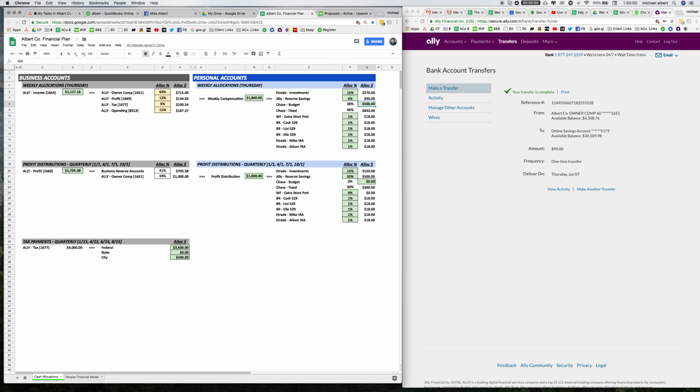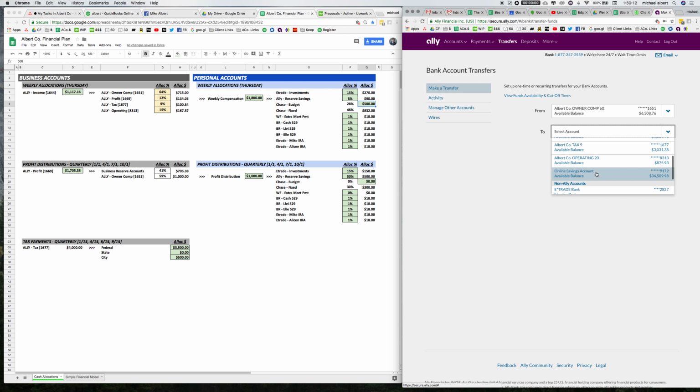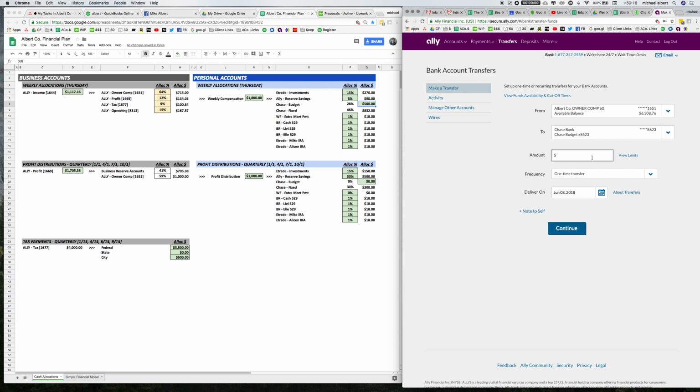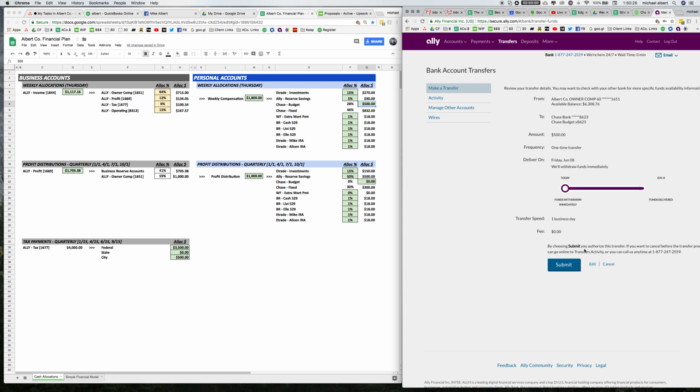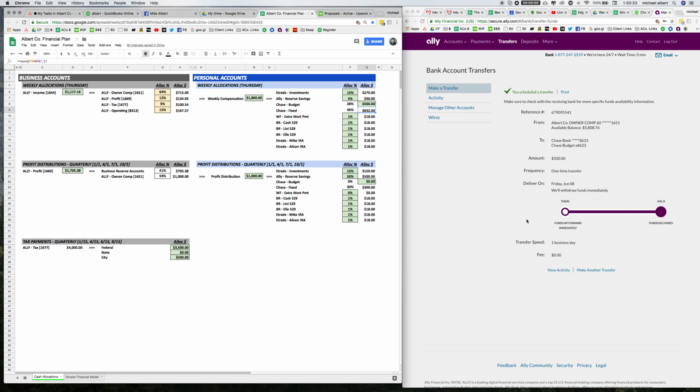Now I want to go down to my budget. So the thing that's different with my budget is I do a flat number. We try to stay around $500 for these types of expenses every week. So I'm going to go from owner comp to my budget account. And we do it separate. We separate Ally from Chase just for a few reasons, which maybe I'll go through some other day. And submit.